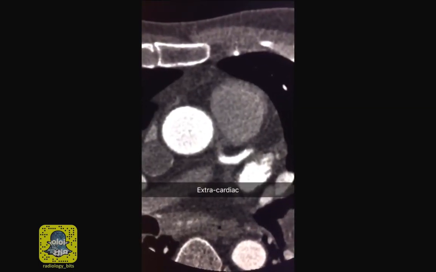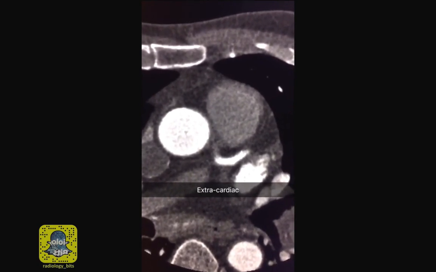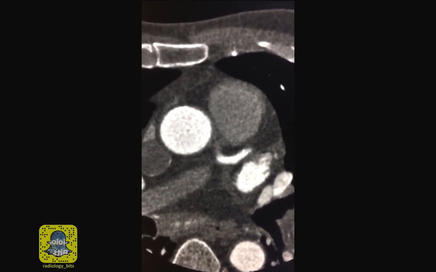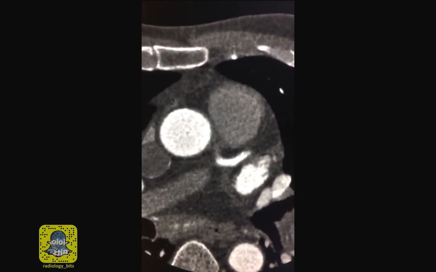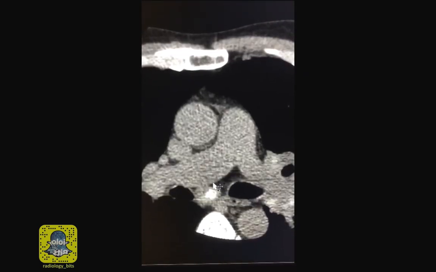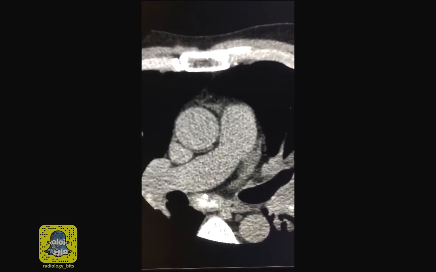The reason I'm showing this case is not for the coronary part of it, it's for an extracardiac finding. Although the finding that we're going to discuss here is a basic finding and it's good for juniors, seniors would benefit from this as well. So the finding I want to show here is seen on the calcium scoring non-enhanced part of the exam.